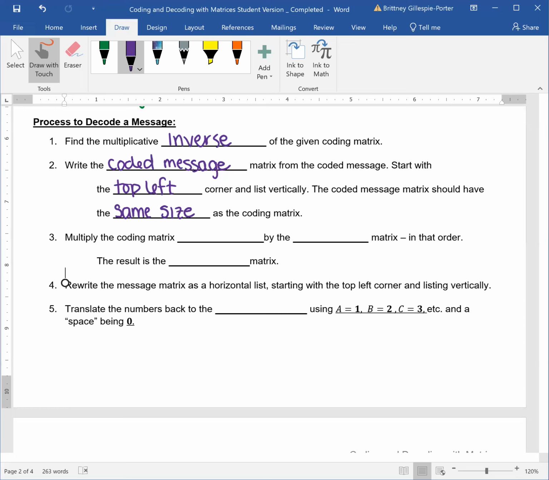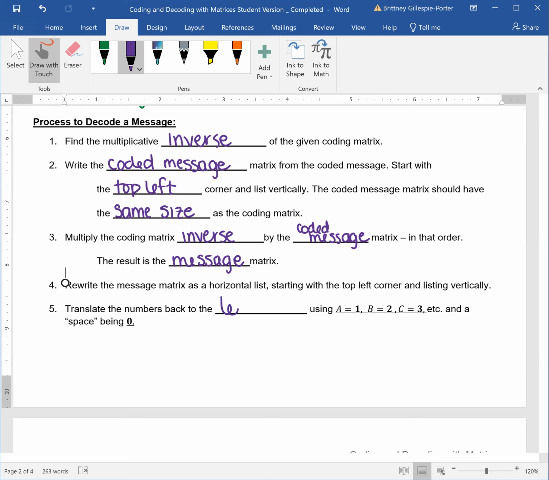We are going to multiply the coding matrix inverse by the coded message matrix. Again, in that order. A inverse always comes first. And your result is the regular message matrix. And working backwards, you need to write it as a horizontal, starting with the top left column and pulling the numbers out from their vertical positions.